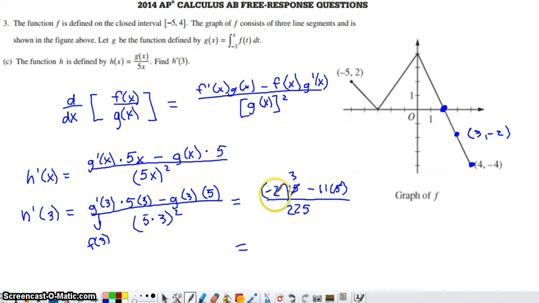So let's see, in the numerator I have negative 2 times 3 minus 11. That's going to be negative 17. And then if I divide this by 5, let's see, that's a pretty big one. I think if I divide 200 by 5, that should give me 40. And I guess I need 5 more than that, so I think that that's going to give me a 45. And there's your value for h prime of 3.